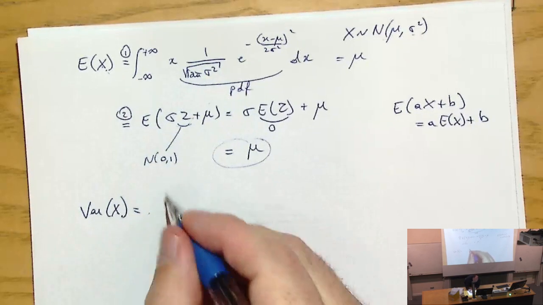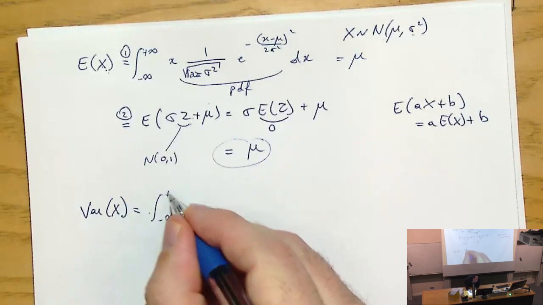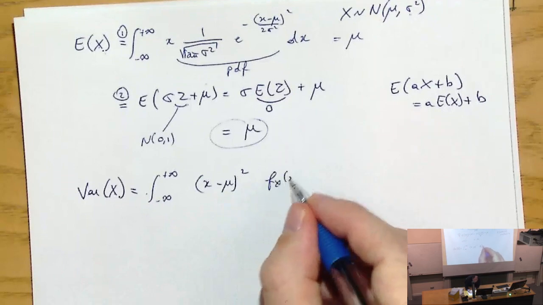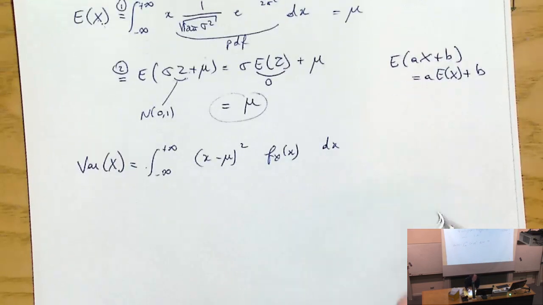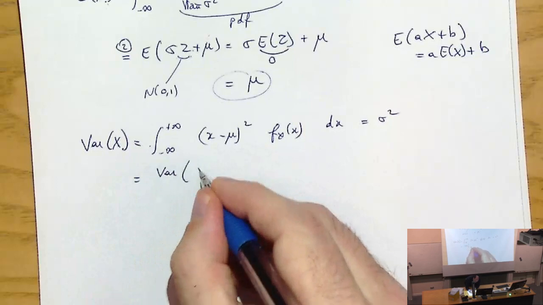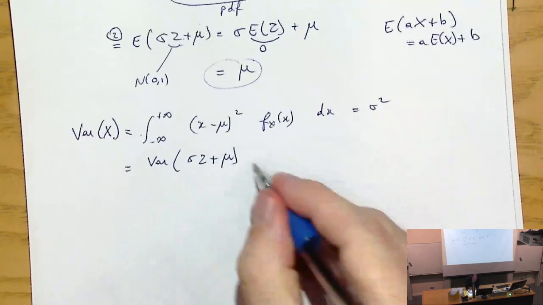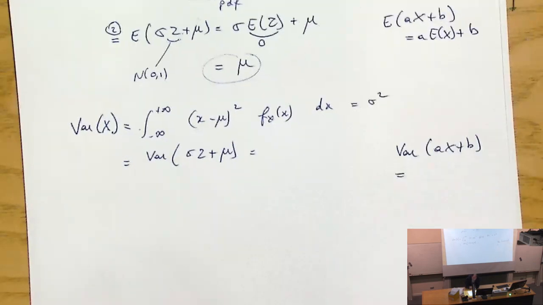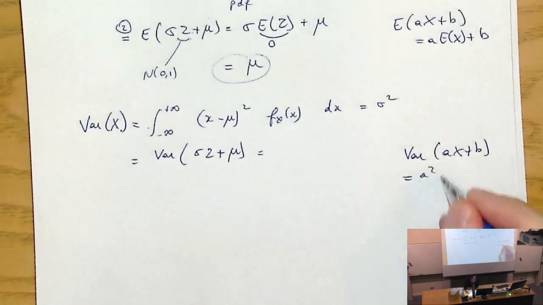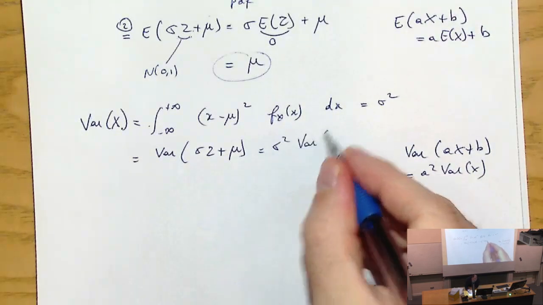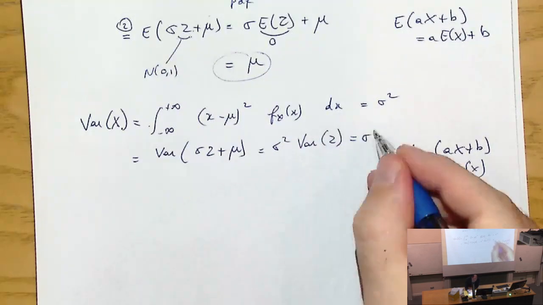So you could say this is the quantity (x minus mu) square multiplied by the PDF of x dx, right? And if you compute this, you get sigma square. But a simpler way would say this is the variance of sigma z plus mu. And what we have done last week, we said variance of ax plus b, what is it equal to? a square variance of x, right? So if you apply this here, you get sigma square variance of z. Variance of z is equal to 1. You get sigma square.